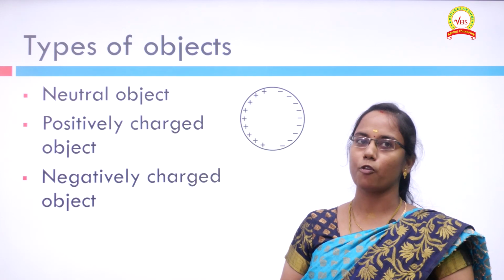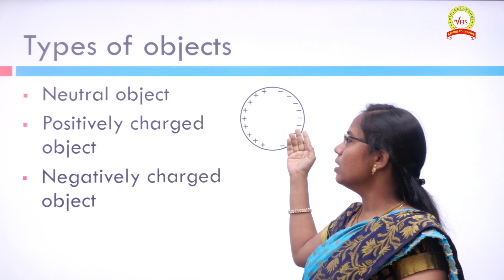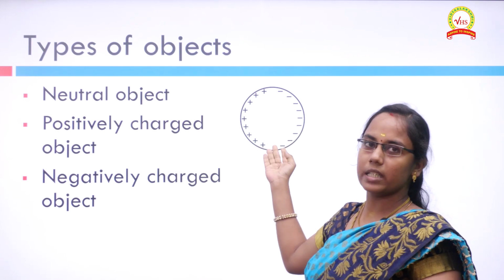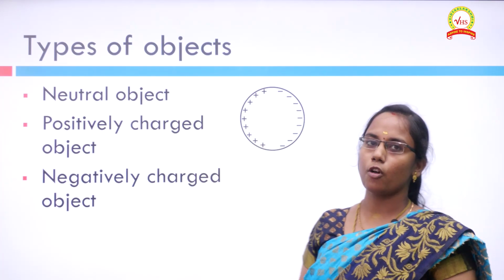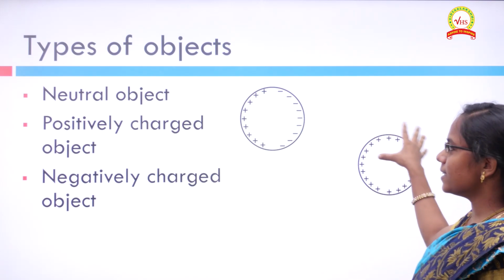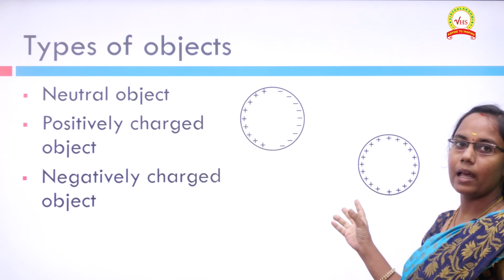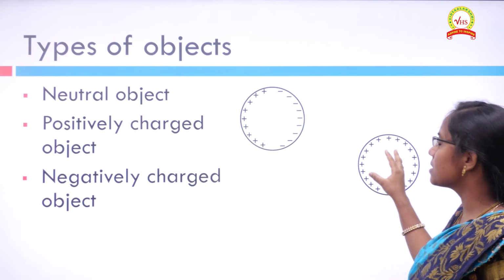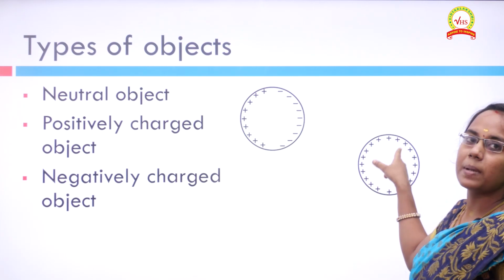Usually, we represent the number of proton as the symbol plus and the number of electron as the symbol negative. Here the number of proton and electron are equal, so we say the object is a neutral object. The second category of object is a positively charged object, which is a completely positively charged object. It does not have any electron. All the electrons inside this atom are lost. They have gone out. So it is a completely positively charged object and it is represented by the plus symbol.